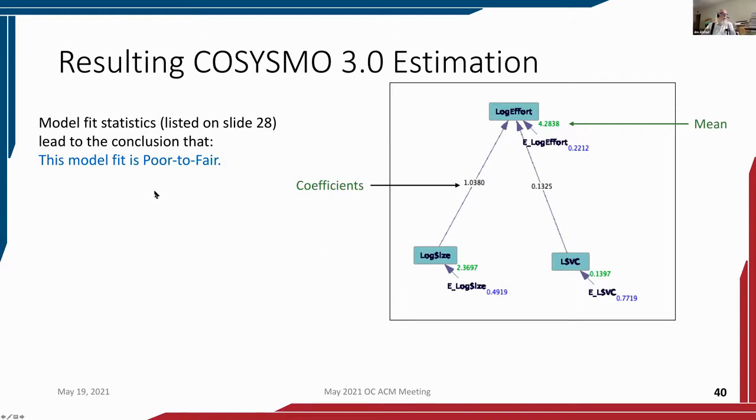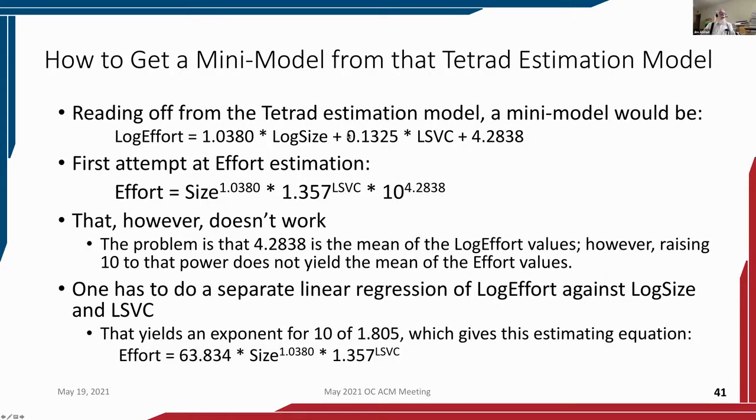Let me note that for COSYSMO 3.0, if we look at those statistics of model fit, this one isn't so good. It's probably poor to fair. Now, the problem comes in here in this mean. If I just read that off, it would be: log effort equals this times log size and that to the LSVC power plus 4.2838. So we take the antilog and we get effort equals size to this power, 1.357 to that power, times 10 to the 4.2838.